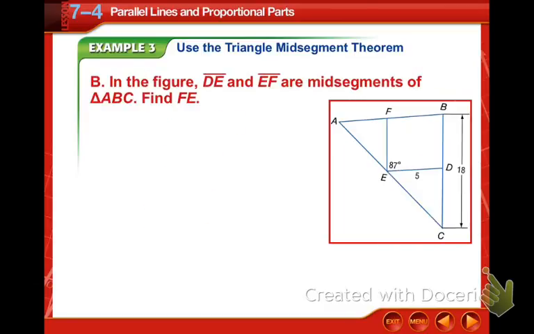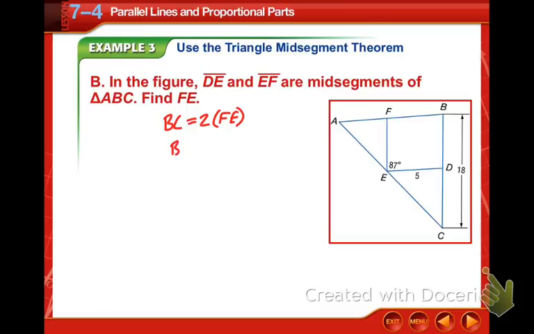So part B here, same picture, different question. Now we just need to find FE. And again, FE or EF, whichever one you want to call it. They just name it both ways here for some reason. EF is a midsegment. So that means that we know that BC is equal to 2 times FE.